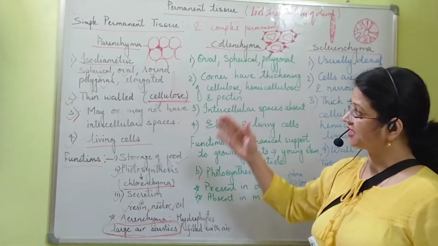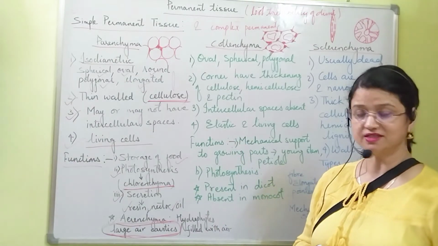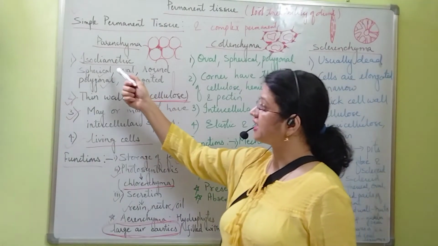So these are the characteristics of parenchymatous cells. Let's see here. They are isodiametric.